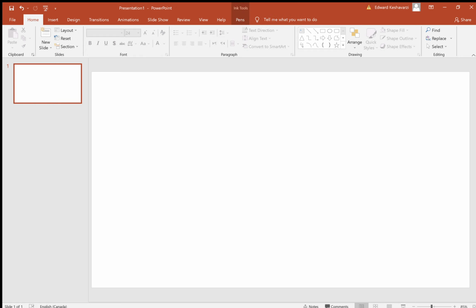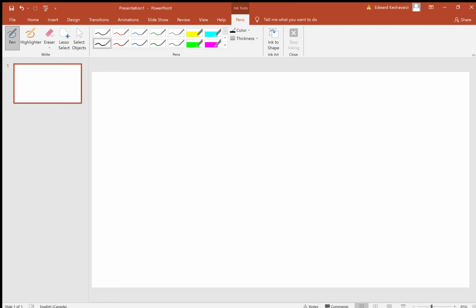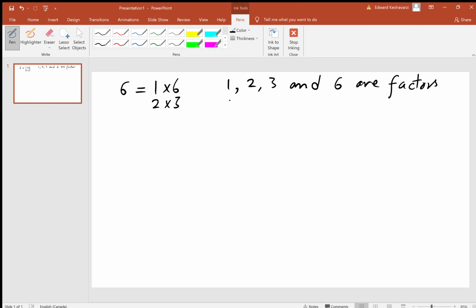Today's lesson is about factors, prime factors, prime factorization, and standard prime factorization. As you know, 6 can be written as 1 times 6, 2 times 3. Therefore, we say 1, 2, 3, and 6 are factors of 6. Or we can say 6 has 4 factors.